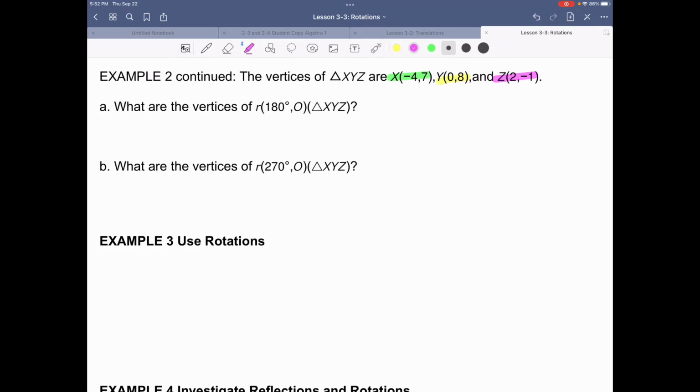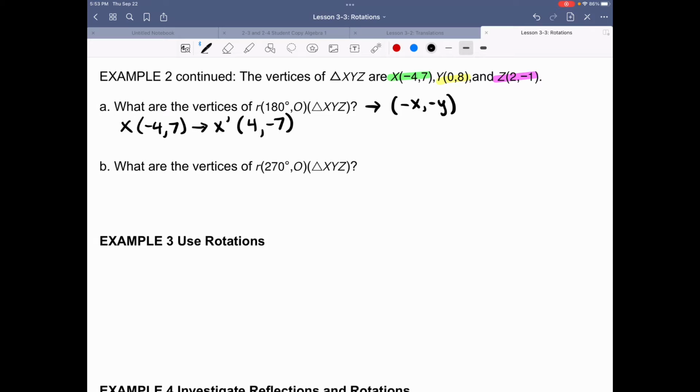of triangle XYZ? Well, if you turn back on your paper on the first page of these notes, it said that the rule for this rotation of 180 degrees is going to be negative x, negative y. So we could graph this and we could check, but what we're going to do instead is we're just going to make opposite x's and y's. So if X is negative 4, 7, then X prime is going to be the opposite, positive 4, and negative 7.